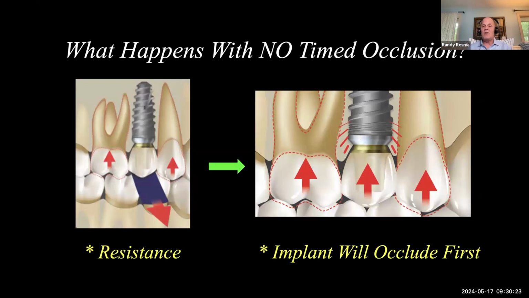So that's timed occlusion. Light contact, 40 microns, should be able to be pulled through. With heavy contact, compression of the periodontal ligament, then we have resistance of shim stock or very thin articulating paper.